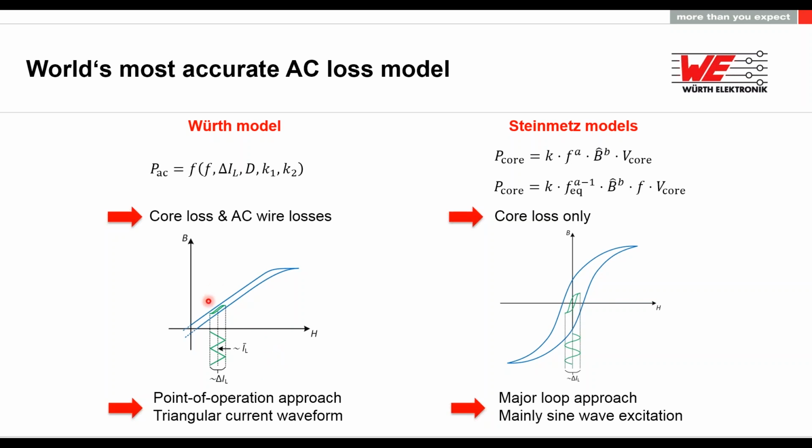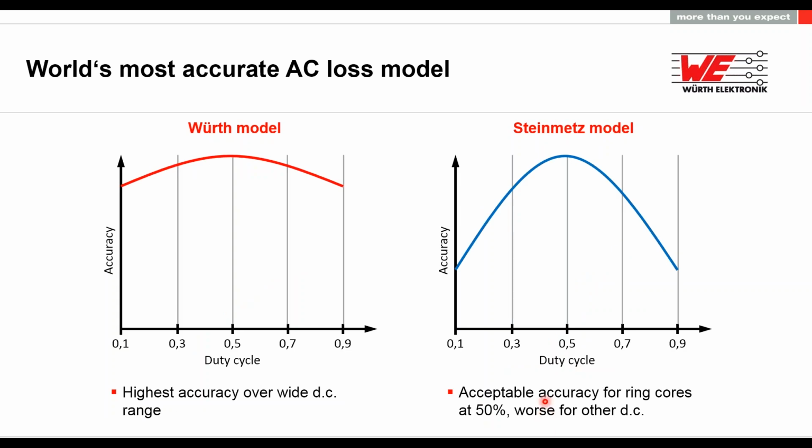As I explained, this is taking the point of operation approach. So this takes into account the triangular current waveform, whereas the Steinmetz model takes a major loop. That means a sine wave excitation is used to measure all these AC loss models in Steinmetz. Also, the accuracy is acceptable in the Würth model from a duty cycle of 0.1 to 0.9. So this is a broad accuracy range, whereas the Steinmetz model will be at an acceptable accuracy level only at 0.5 duty cycle.